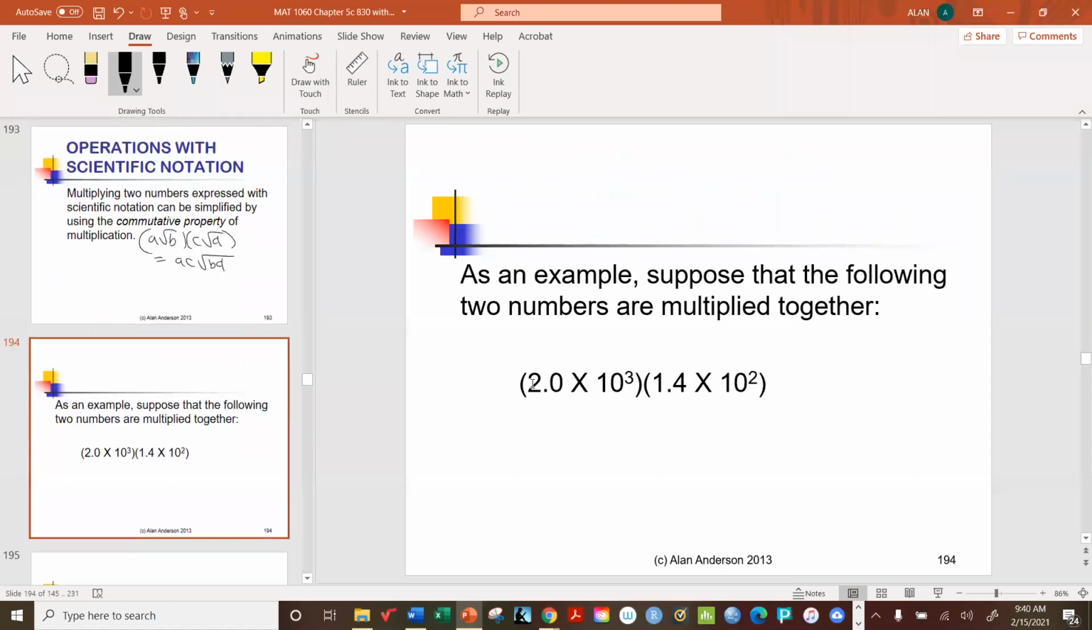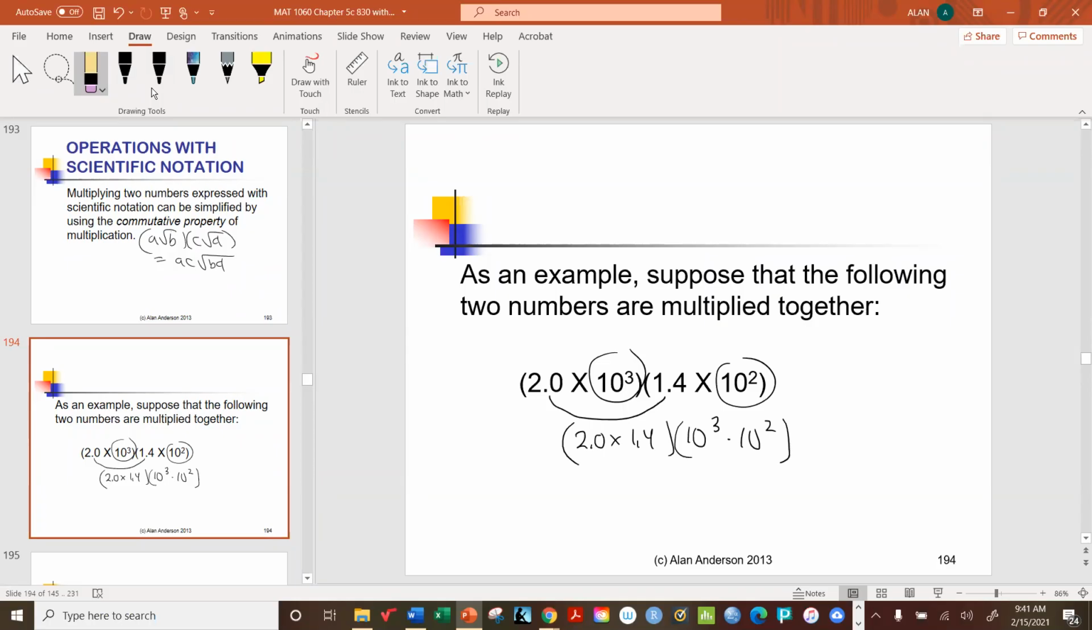And what is that way? Well, here's an example of what I mean. What we're going to do is take these values and multiply them together, and then we're going to combine these two. Now, remember, these have the same base. So if I'm going to multiply 10 to the third times 10 squared, actually, it's common practice to use these x's for multiplication with scientific notation. We typically don't use that in math very often, but this is common practice to use that x to represent multiplication with scientific notation.